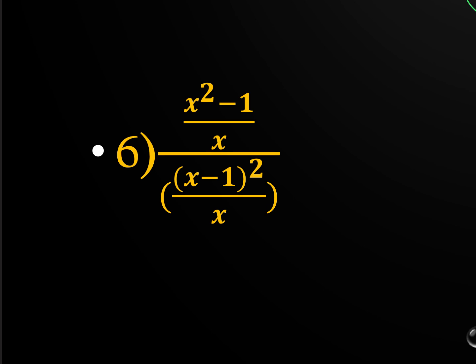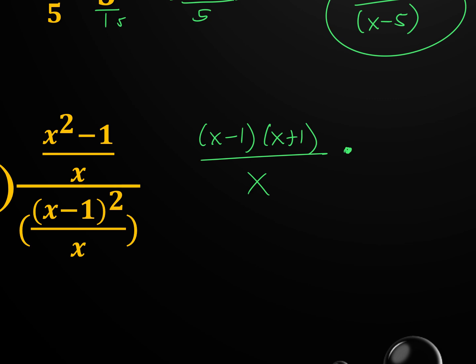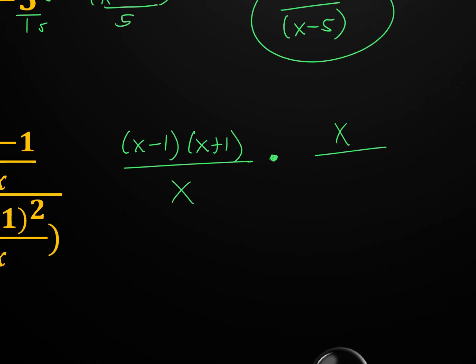Good. All right, so we can go ahead, guys, and keep, change, flip. I'm going to keep x squared minus 1 on top, so it's x plus 1, x minus 1 over x. I'm going to change my division to multiplication. And then when I flip, I'm going to write this like this. x over, how many x minus 1s do I have? I have 2 because it's quantity squared.